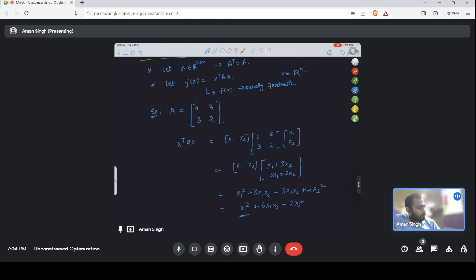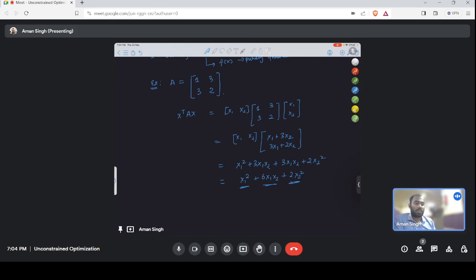So you can see every term in this is a quadratic term. There is no single power term, no zero power term. So that's what it means that if A is symmetric, then x transpose A x is purely quadratic. That's what is meant by being purely quadratic.